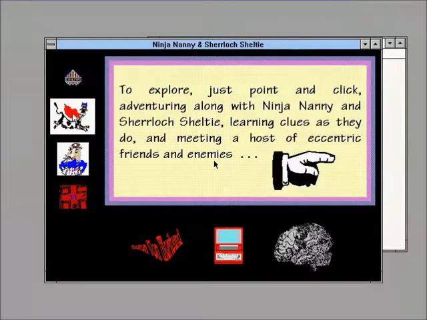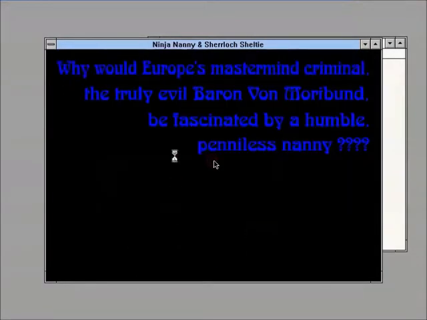Okay. So this plays the clip with Ninja Nanny that we just saw. This plays the clip with Sherlock Sheltie that we just saw. This plays the clip with the number 11 Downing Street that we just saw. And this just plays all three in sequence, at least from my experience. Let's see this.